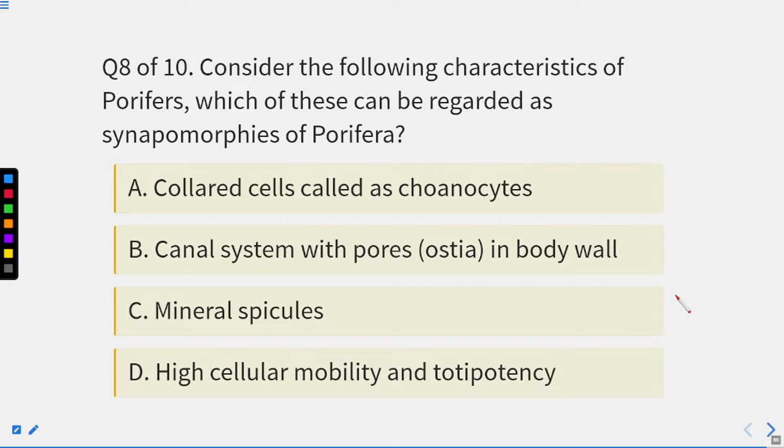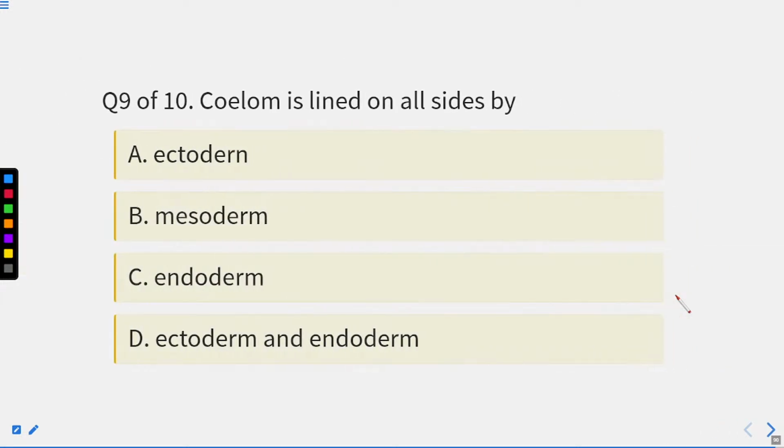Okay, moving to the next question. Coelom is lined on all sides by: ectoderm, mesoderm, endoderm, or ectoderm and endoderm. Very important question.